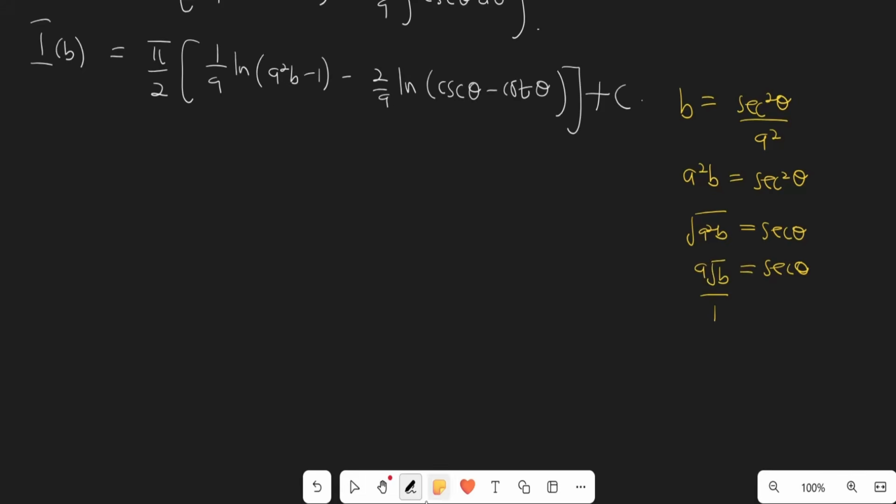So now that we have this, we can draw a right triangle, right? I love to always do it on a right triangle. So the angle here is theta, and now this is the right angle. So secant of theta is hypotenuse over adjacent. The hypotenuse is always a line opposite to the right angle, which is a square root of b, and adjacent is 1. Now we have to find the opposite. You can call it m if you like.